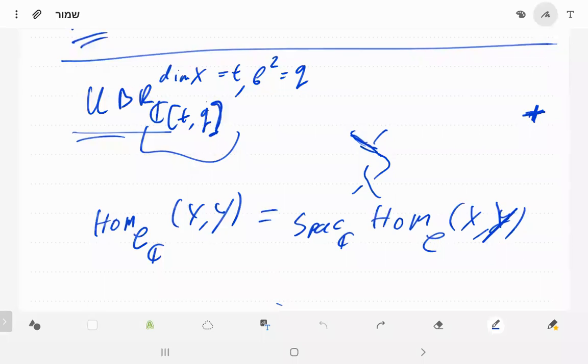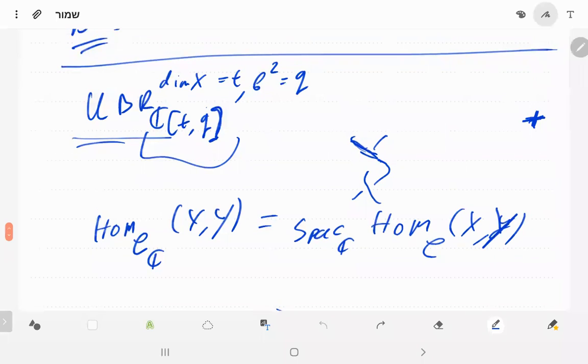Yes, and this is it. So you linearize over this ring, and you put those two conditions. So it becomes a universal braided rigid linear category, such that the dimension of the generator is some parameter t, and the braiding square is some parameter q.